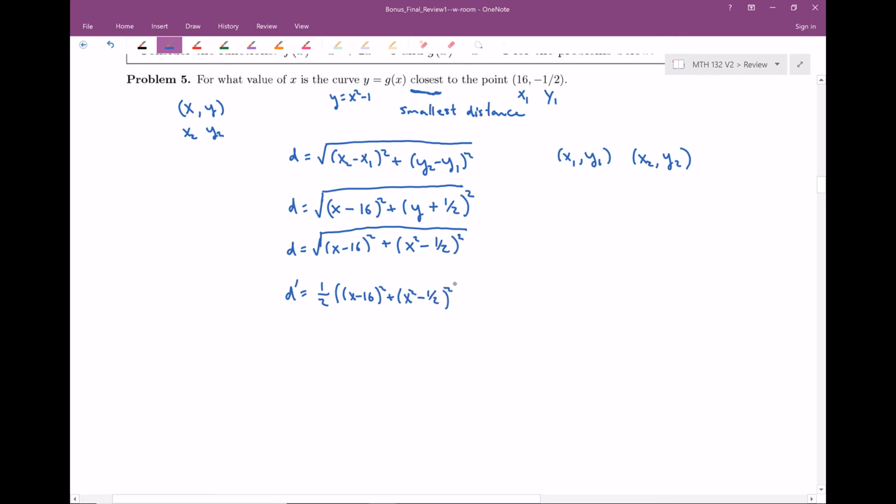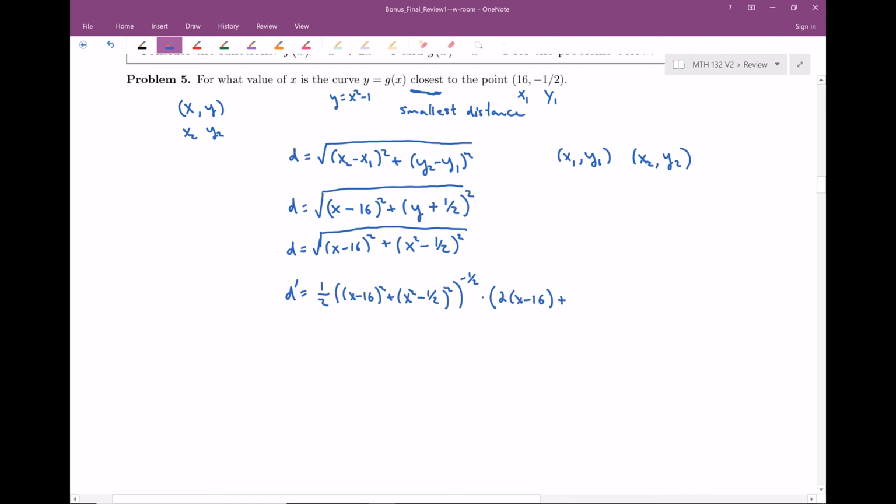And I'm going to reduce that power by 1, so it goes from positive 1/2 to negative 1/2. Then we multiply by the derivative of the inside. So the derivative of the inside, well, let's see, the derivative of (x minus 16) squared is going to be 2 times (x minus 16) plus the derivative of, let's see, (x squared minus 1/2) squared.